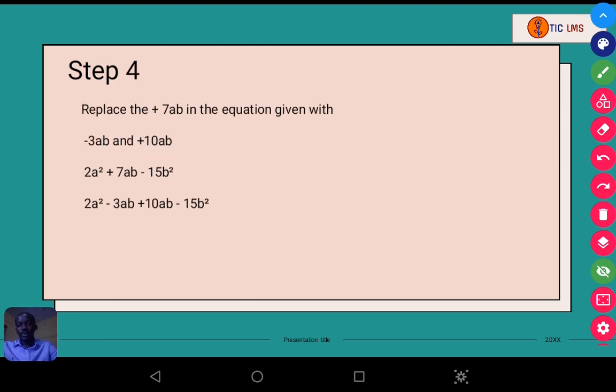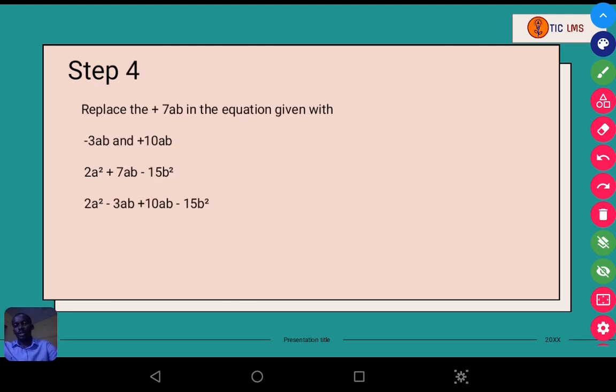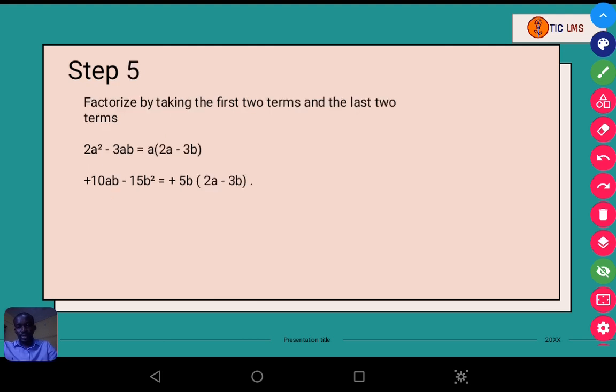Step 4. Replace the positive 7ab in the equation given with the two factors you've gotten. So here you have positive 7ab being replaced with negative 3ab and then positive 10ab. The next thing we are going to do is factorize by taking the first two terms and the last two terms. So look at the expression here. Take these first two terms and then you take the next two terms. That's what you have in the next step.